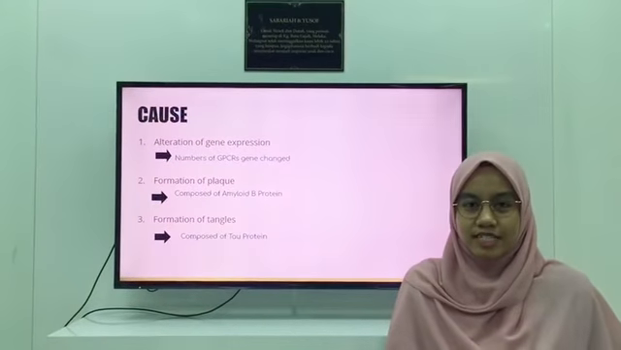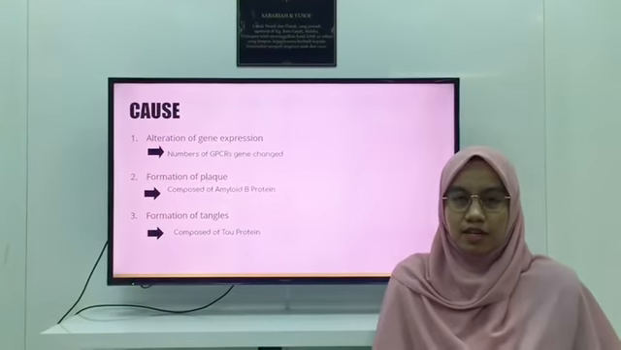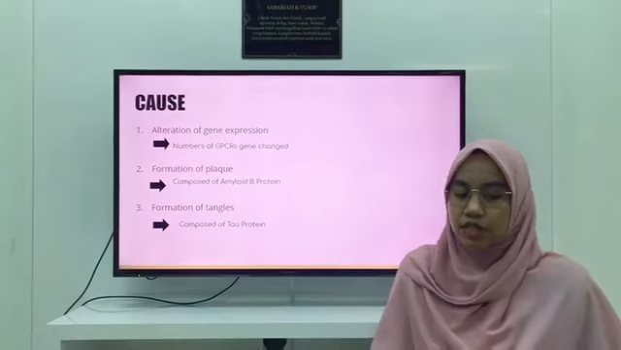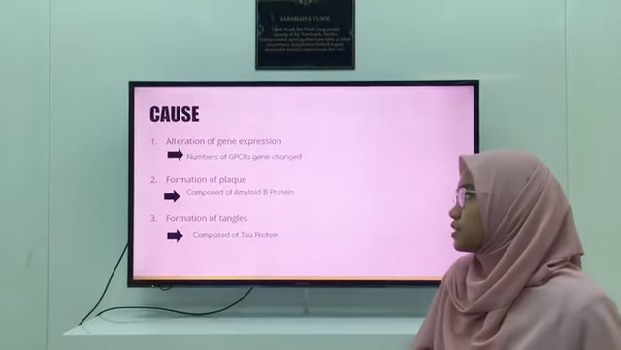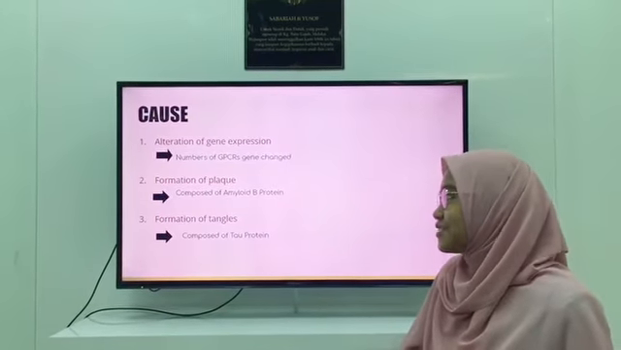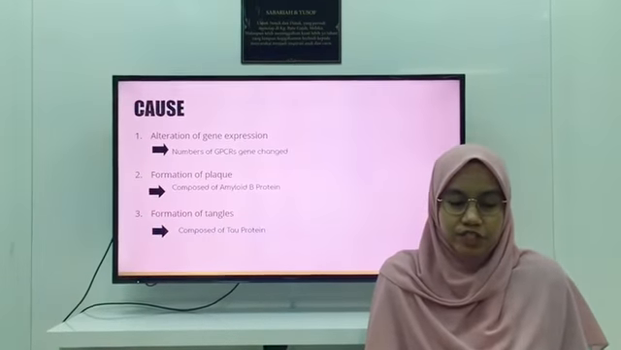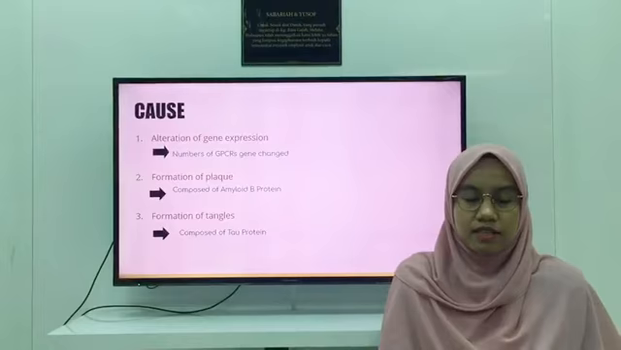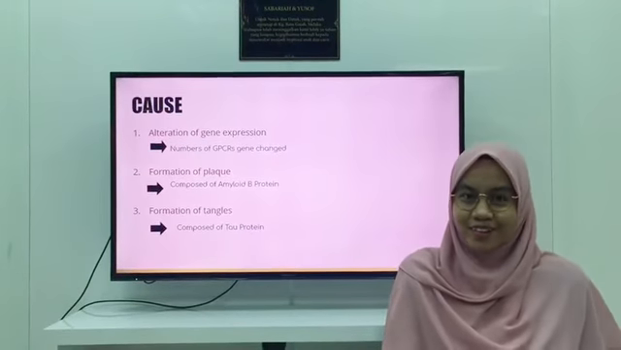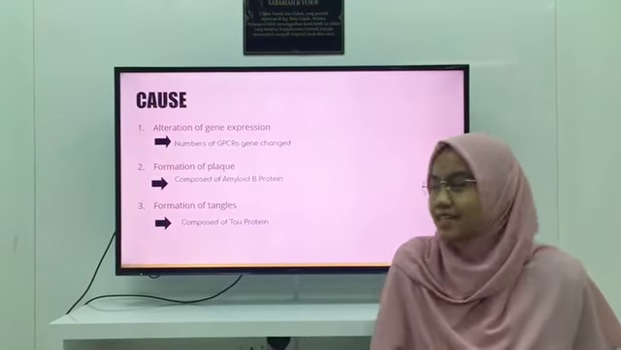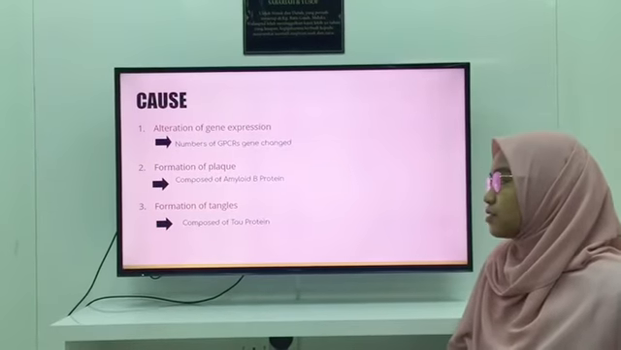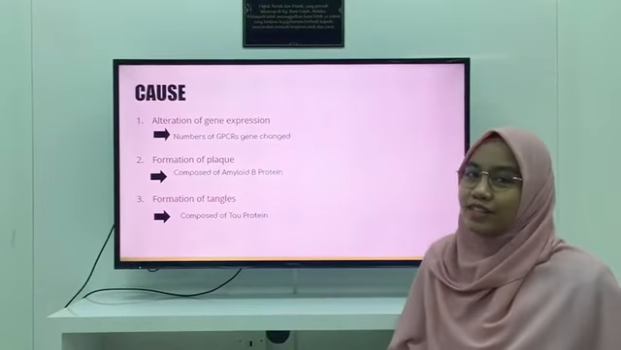The causes of this disease: first, alteration of gene expression, in which the number of G protein coupled receptor genes changes. Second, formation of plaque, which contains the amyloid beta protein. And lastly, formation of tangles, composed of tau protein.